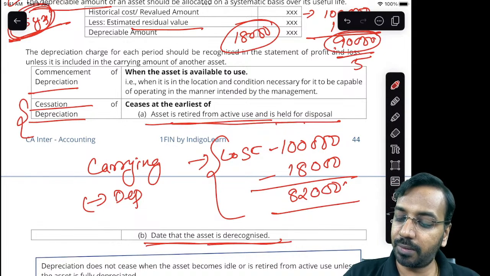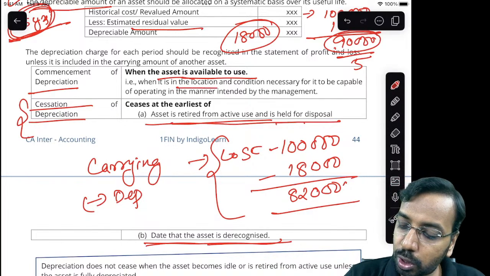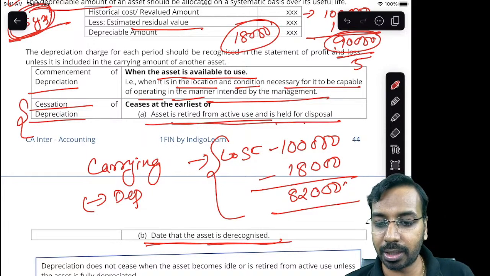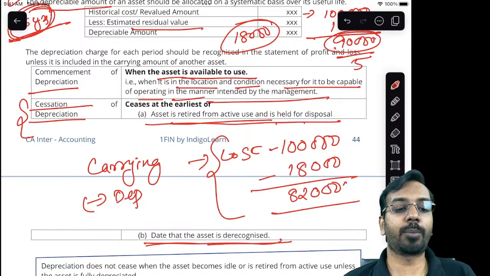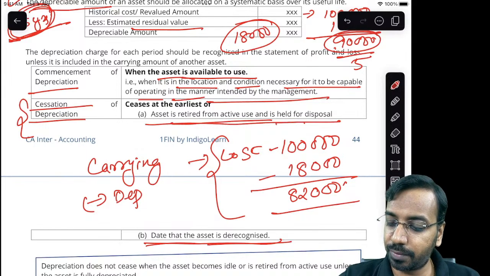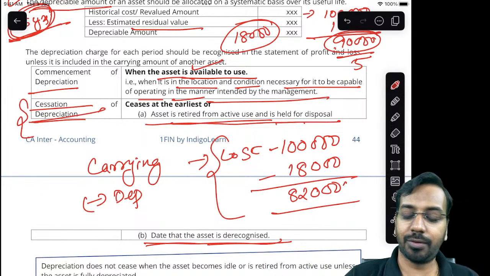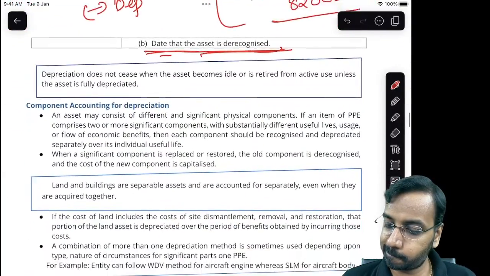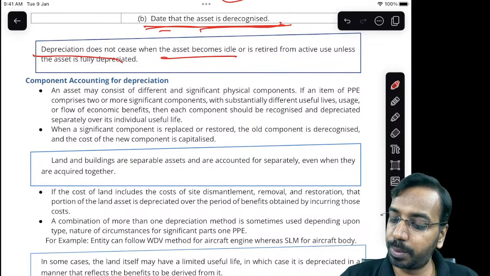And commencement of depreciation is when the asset is available for use. That is, the moment it comes to the location and condition necessary for it to be operated in the manner intended by the management, we will charge depreciation. Whether it is put to use or not is not relevant. We will charge depreciation when it is available for use, and we will cease depreciation either when it is retired from active use or when it is derecognized. If the asset becomes idle, depreciation continues to be charged.